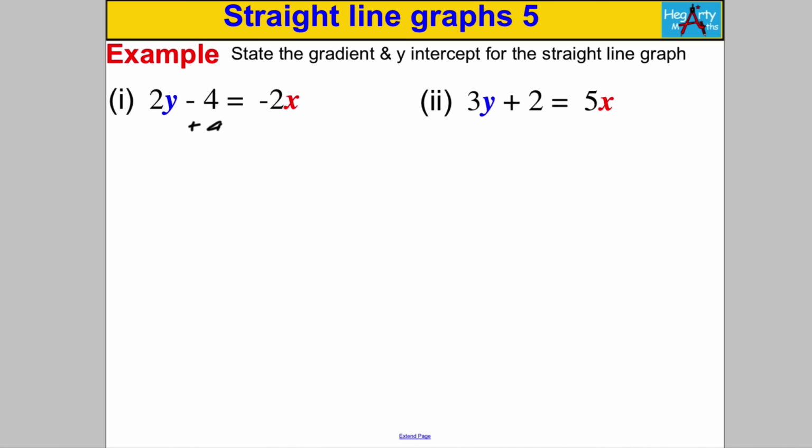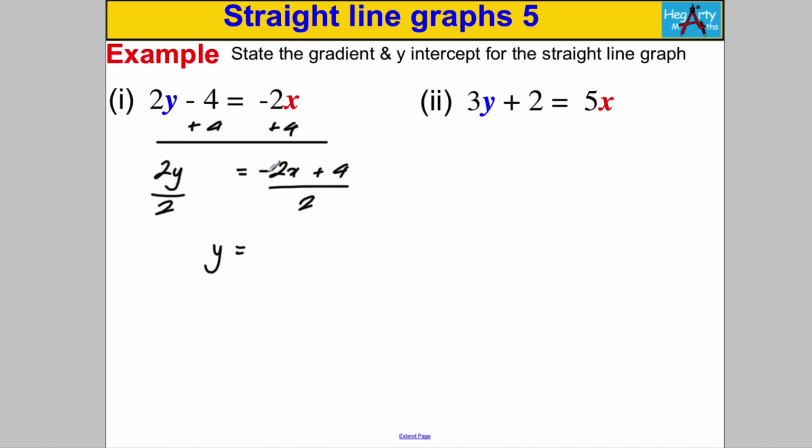Right, I'm going to add 4 to both sides. That gives me that 2y is going to be negative 2x add 4. Then I'm going to divide both sides by 2, dividing everything on the right by 2 separately. Gets me y here. Now negative 2 divided by 2 is negative 1x, and positive 4 divided by 2 is positive 2. Therefore m is negative 1, so the gradient is negative 1, and c is positive 2, so the y-intercept is 0, 2, and we're done.